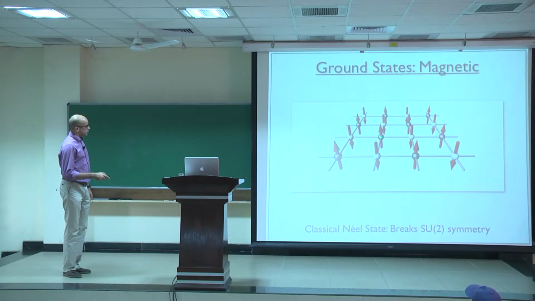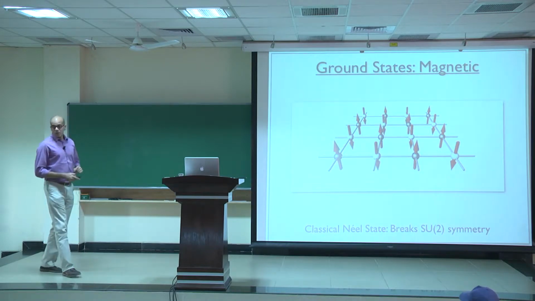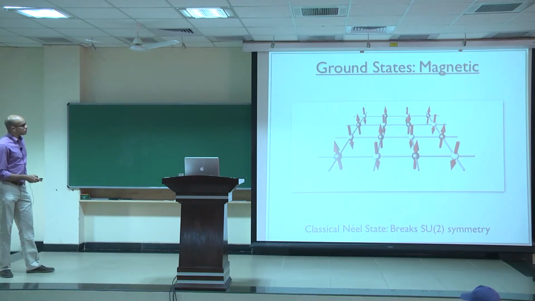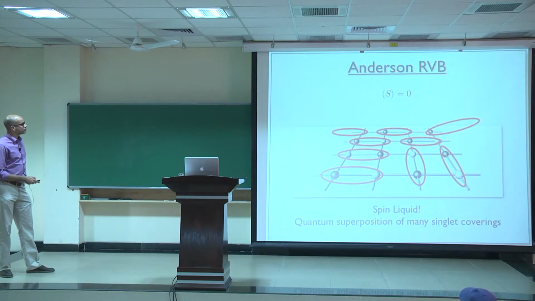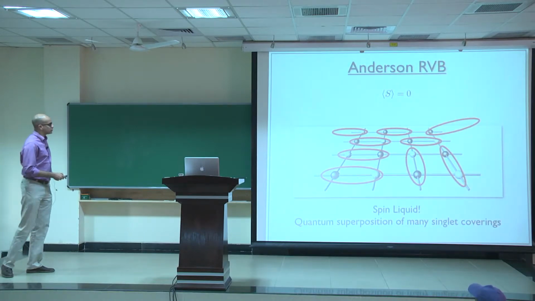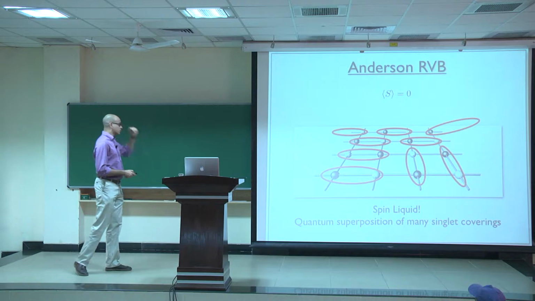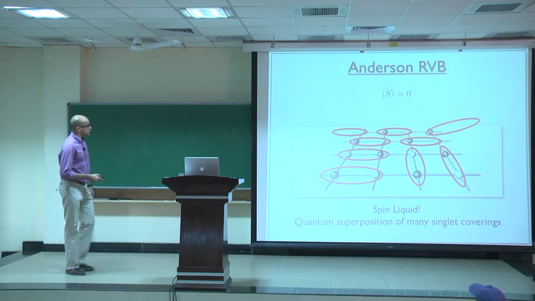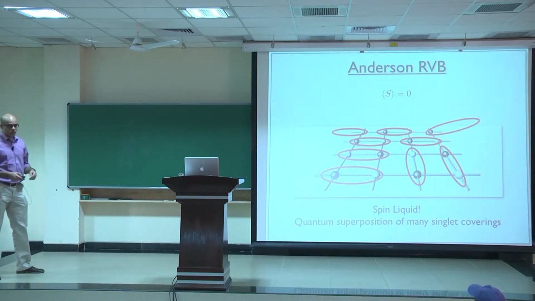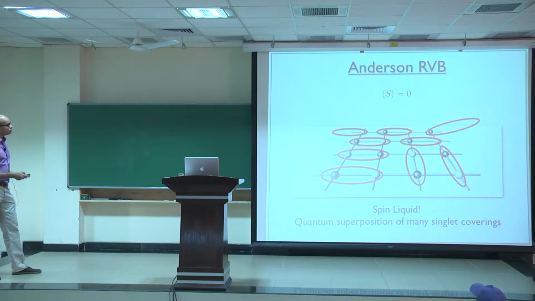You can divide the lattice into A and B sublattices, and the Néel state corresponds to the state in which spins on the A sublattice point up and spins on the B sublattice point down. Early on, there was this idea due to Anderson, which Senthil spoke about yesterday, that there could be non-magnetic states of the system due to quantum fluctuations. The cartoon that Anderson gave is the resonating valence bond state, the RVB liquid.